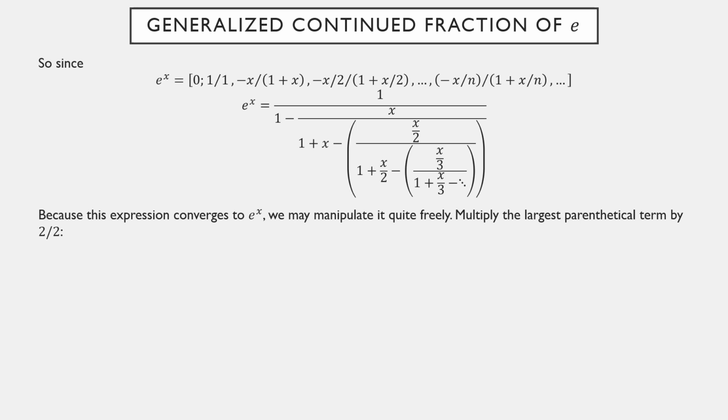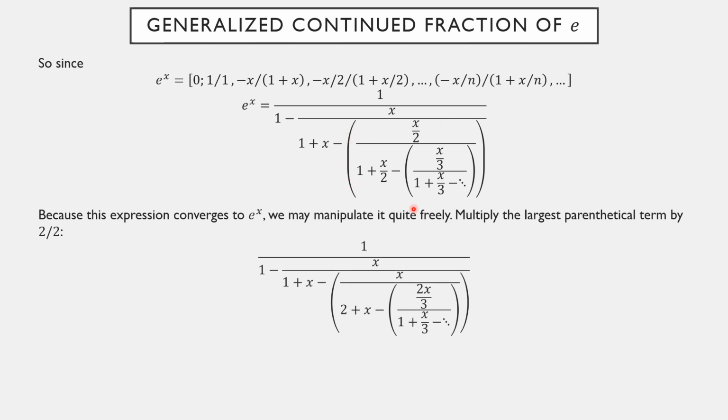So what we're going to do is I don't want this to be x over 2. I'd rather it was just x. So multiply by 2 over 2. If I multiply this parenthetical term by 2 over 2, its numerator just becomes x. Down here I get a 2. This becomes an x, and now this whole thing gets multiplied by 2. So I've called this 2x over 3.